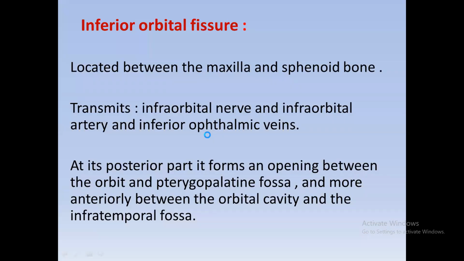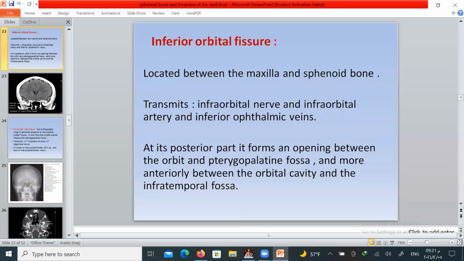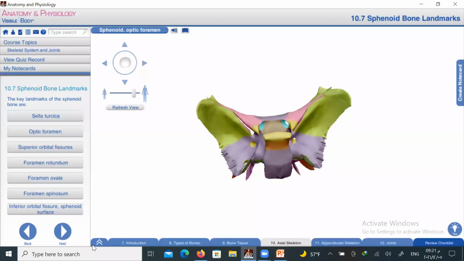Inferior orbital fissure is located between the maxilla and the sphenoid bone and transmits the infraorbital nerve and infraorbital artery and inferior ophthalmic veins. At its posterior part, it forms an opening between the orbit and pterygopalatine fossa, and more anteriorly between the orbital cavity and the infratemporal fossa. Let's see the inferior orbital fissure in the 3D image.